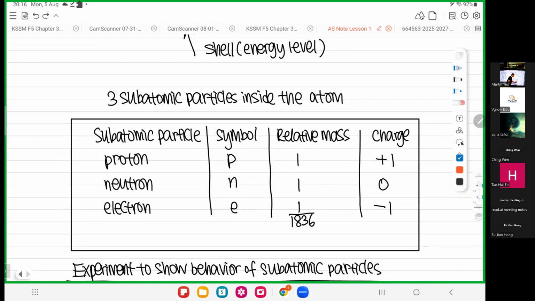Okay. The second thing, we need to do a very important experiment to know the behavior of the subatomic particles. So the subatomic particles, they have some behavior. Okay, so what is it?